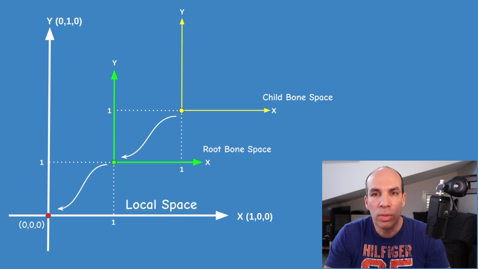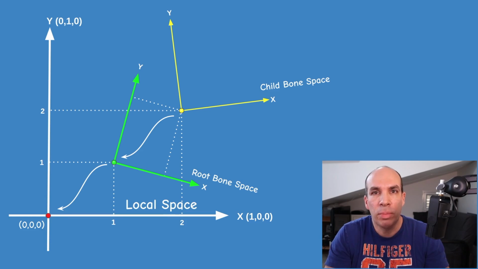In reference to local space, the child bone is actually located at 2 on the x and 2 on the y. In this example, I made the axis of the two bone spaces aligned with the axis of local space to make it easier for me to calculate everything in my head, but obviously it doesn't have to be this way. By defining each bone space as a reference to its parent, we can create a chain of transformations that goes from each bone back to the root of the hierarchy.